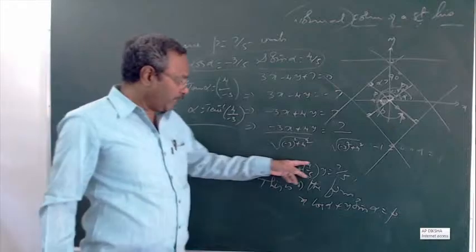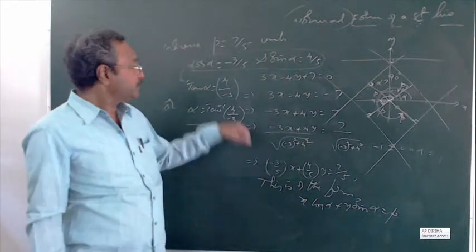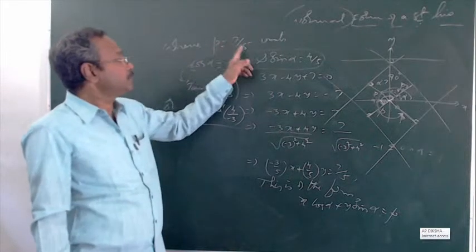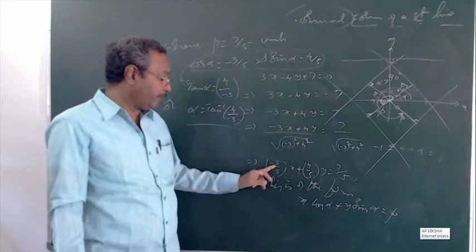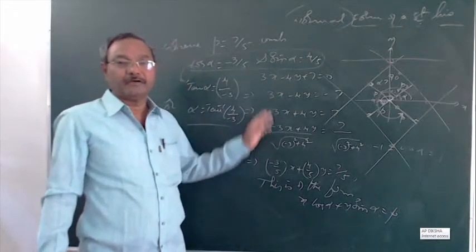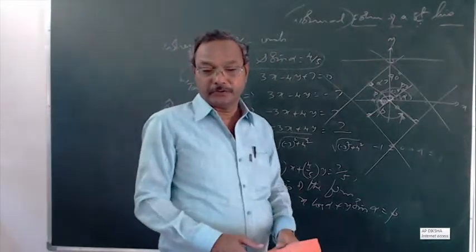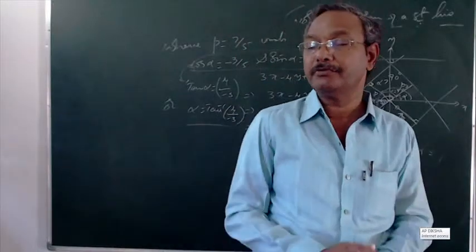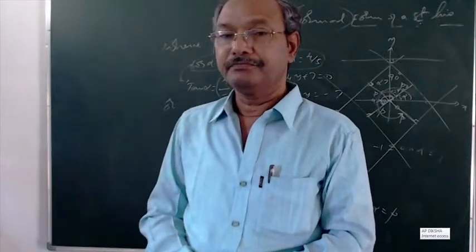So while converting this equation to the normal form, finally you have to present what p is and what alpha is. So you have to write p is equal to 7 by 5 units, whereas alpha is equal to tan inverse of 4 by minus 3. That should be the case. So this is the normal form of this line. Okay. So we conclude for this time now. We will continue it in the next class. See you again. Thank you.